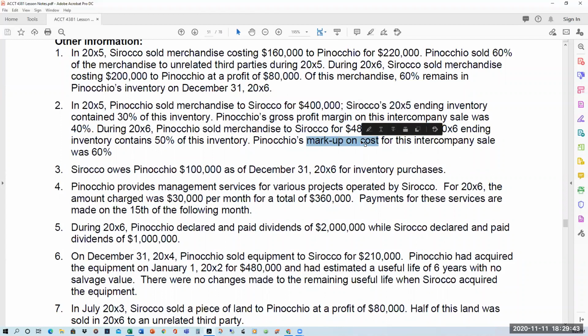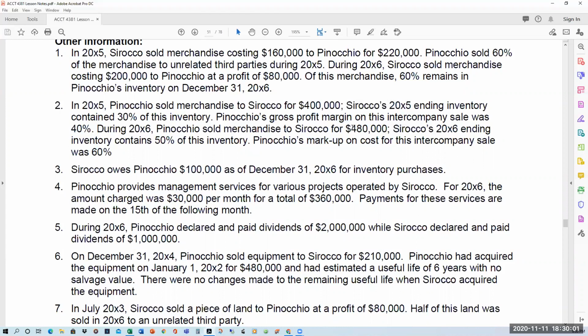So markups on cost are calculated on the cost. So if you have a markup on cost of 60%, and the cost price is $100, the gross profit is $60. So the selling price, therefore, becomes $160.